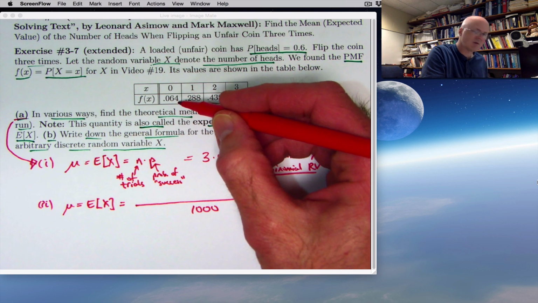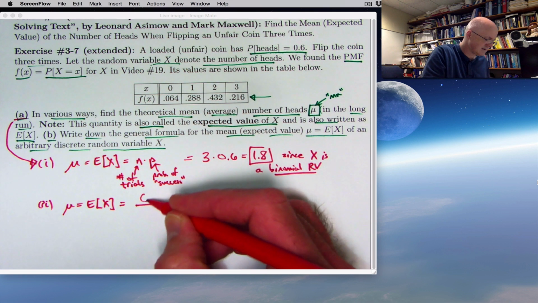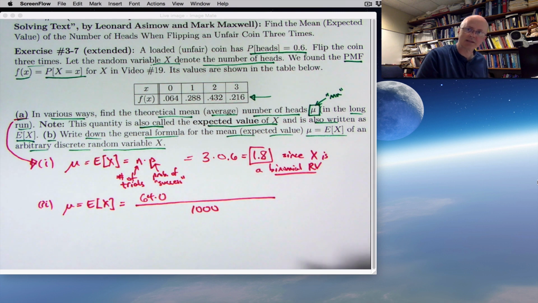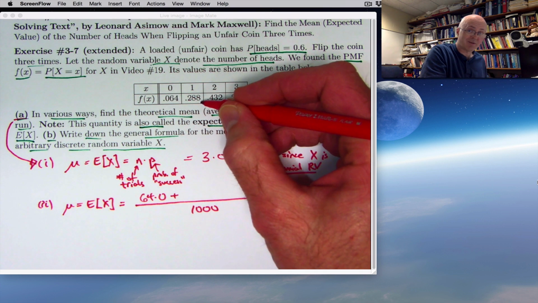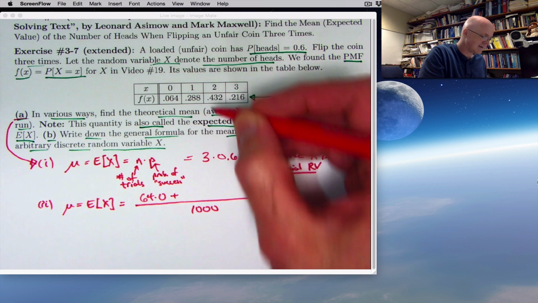There'd be 64 zeros. 64 times 0 is the same as 0 plus 0 plus 0, etc., 64 times, which of course is 0, so I don't have to put it in there, but I'm trying to emphasize something. How many 1s would you expect? 288, right? 28.8% of 1,000 is 288.